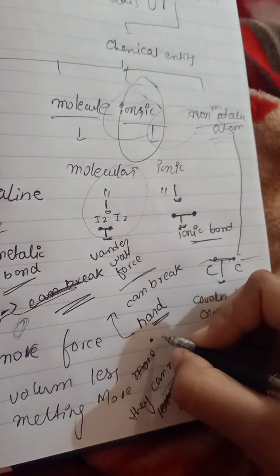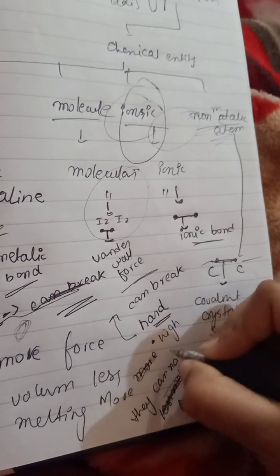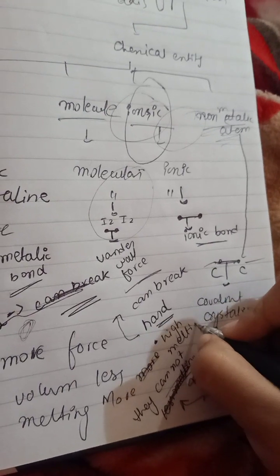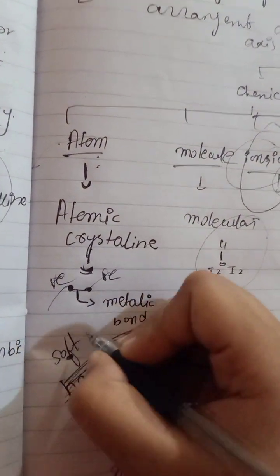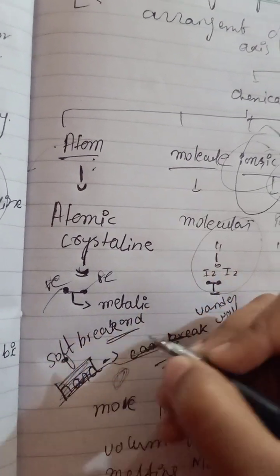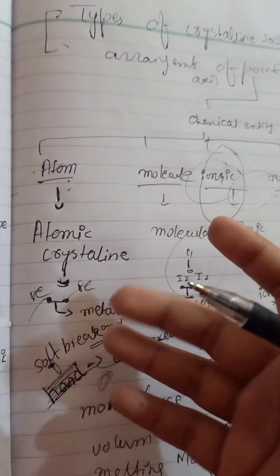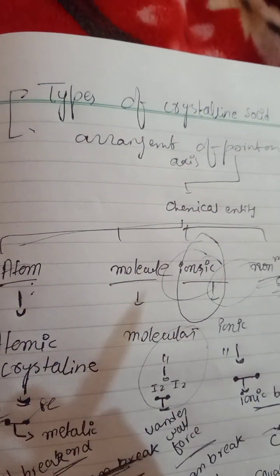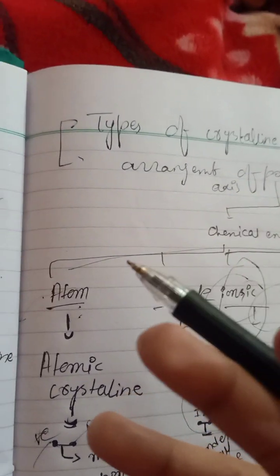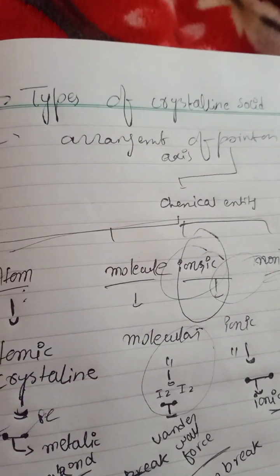That will have a high melting point because of the stronger force. If we talk about this one, they will be a soft solid that can easily break, and they will have a lower melting point because of the less force of attraction. So this was the types of crystalline solid with the chemical entity. In the next video we will discuss the geometries.